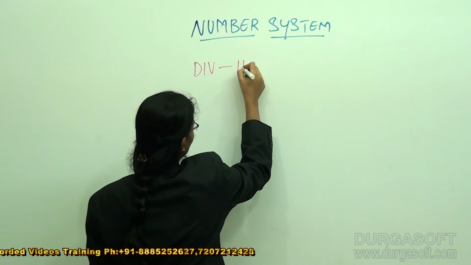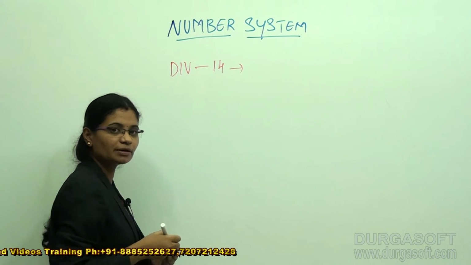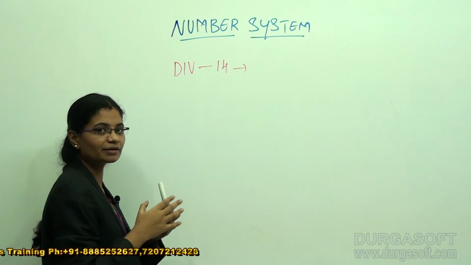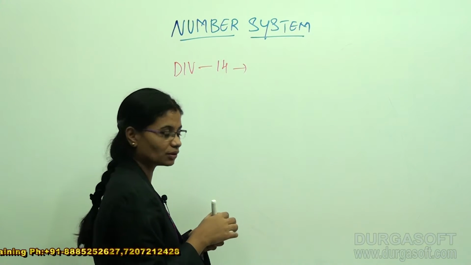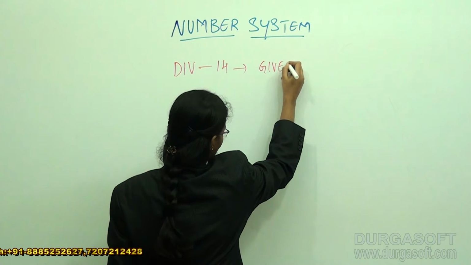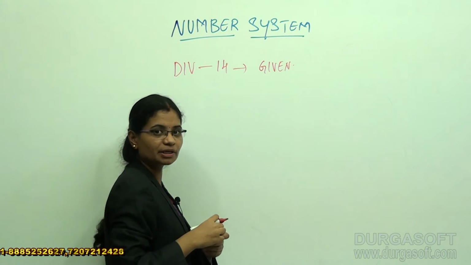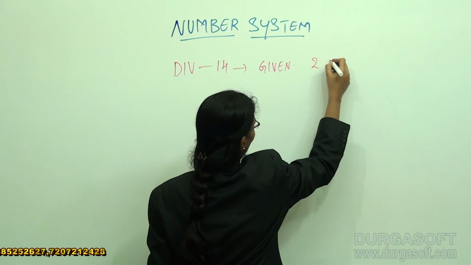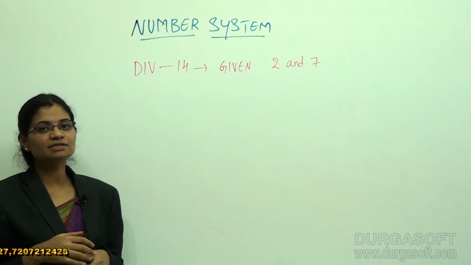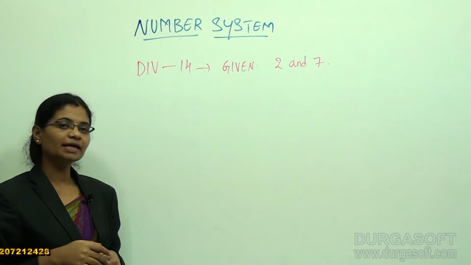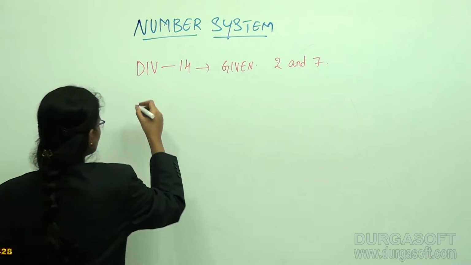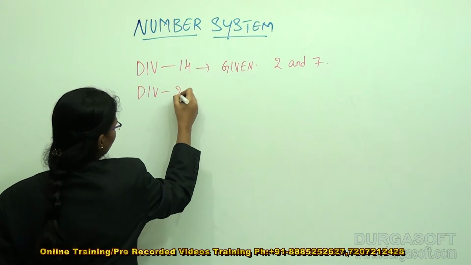If we want a divisibility rule for 14, that means whether the given number is divisible by 14 or not, just check whether the given number is divisible by 2 and 7. If the given number is divisible by both 2 and 7, then the whole number will be divisible by 14.